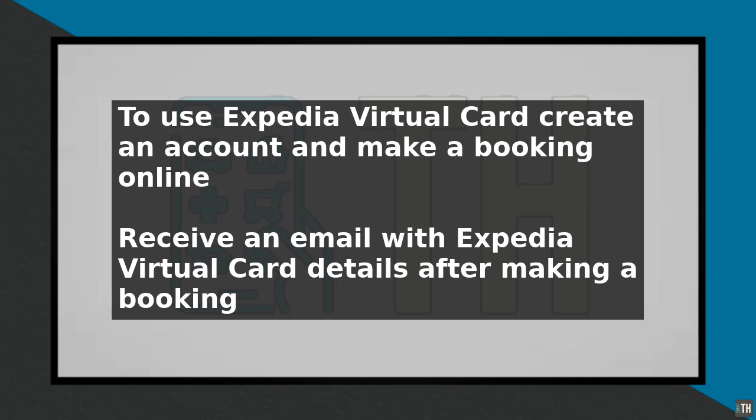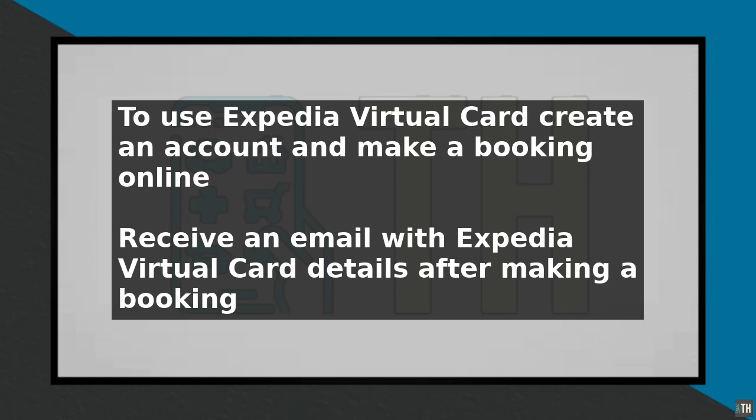To get started with using Expedia Virtual Card, you will need to create an Expedia account and make a booking. Once you have made a booking, you will receive an email with your Expedia Virtual Card details. The email will include your virtual card number, expiration date, and security code.